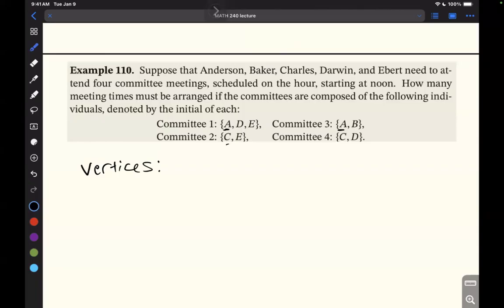Okay, so because this is conflict resolution, I'm going to choose the things that actually conflict. As in, this committee cannot happen at the same time as the other committee. If you choose the people, it can still get you to the right answer. It just may not be the simplest, most straightforward way.